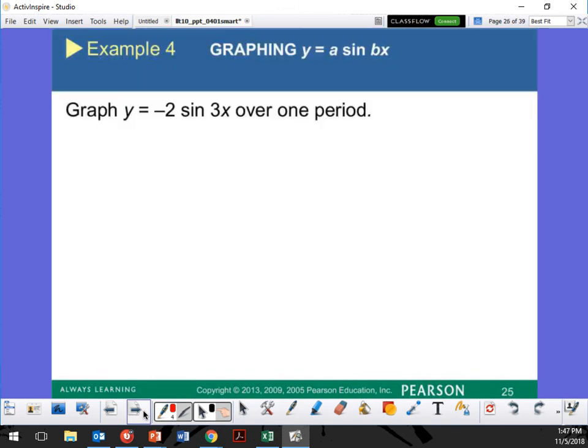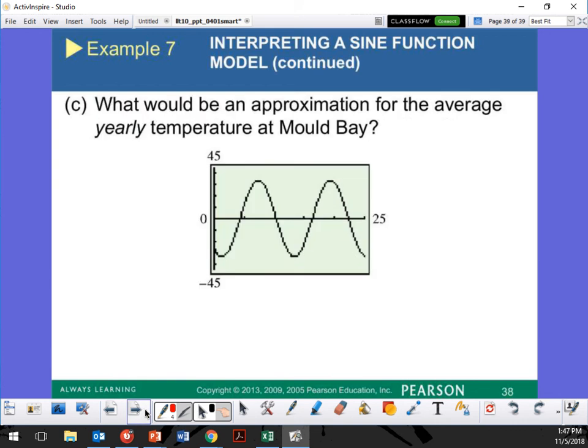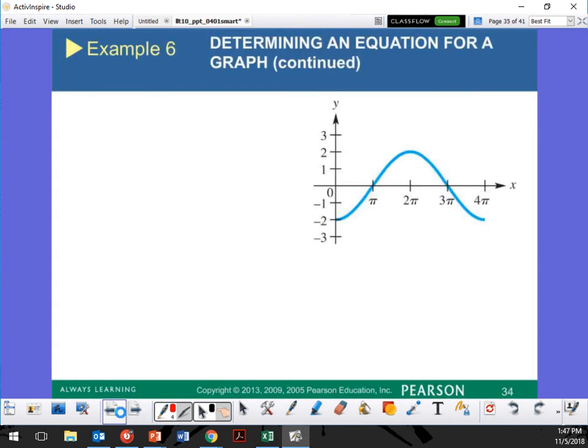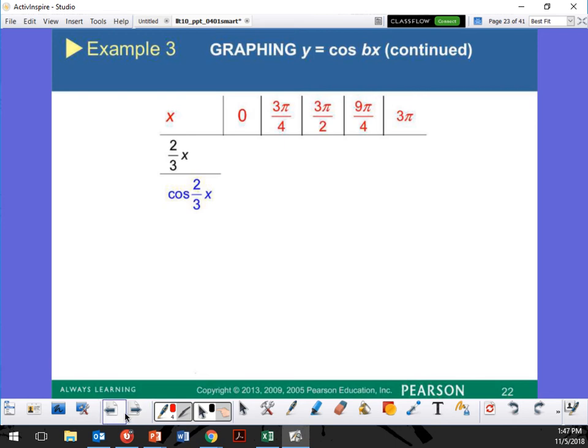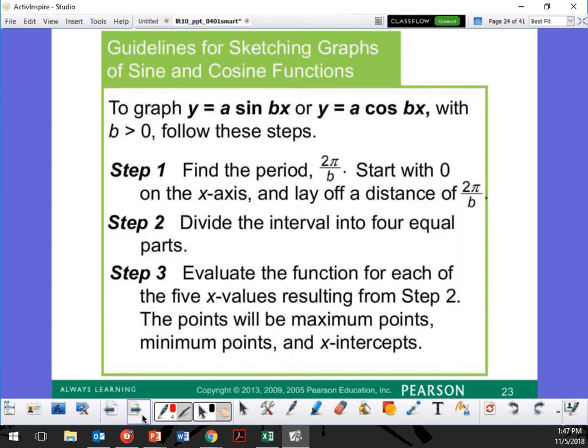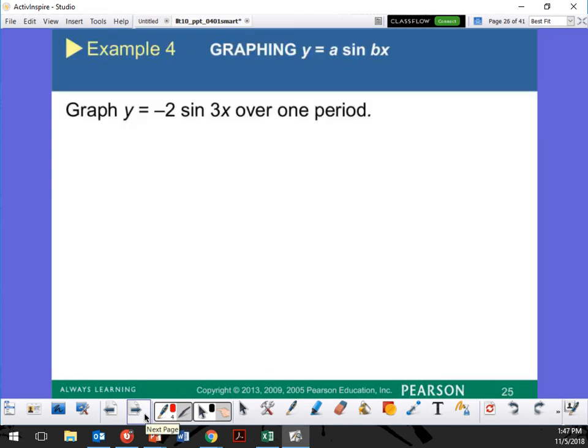Let's see how many more. Example 4, 5, 7, 8. Okay, 7. So I do have to do this next one. Okay, don't go there. Okay. Next one. Class.